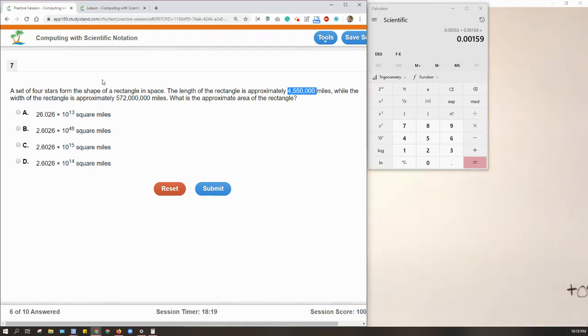So we'll go ahead and type those into our calculator. We have 4,550,000 times 572 million.